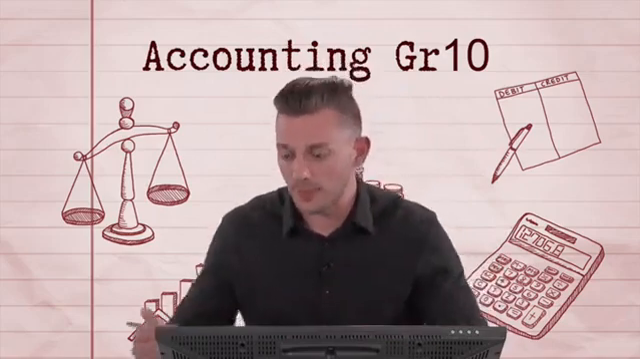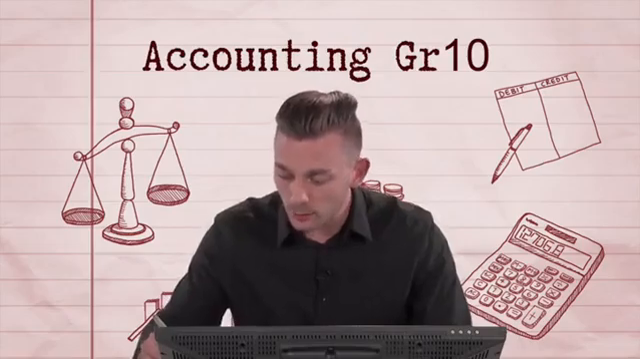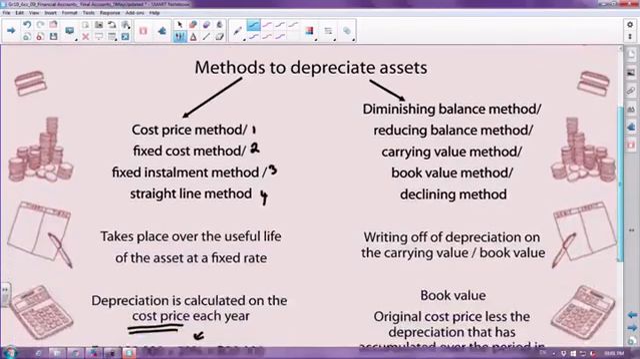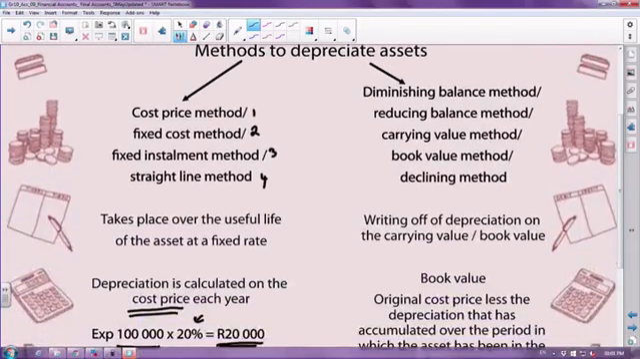Now, the other method, the more difficult one that we'll deal with, and we're going to do a few exercises on it today, is the diminishing balance method. Another name for it is the reducing balance method. So again, we have 1, 2. Carrying value method, that's 3. The book value method, it's 4. The declining method, that's 5. So we have 5 different names to describe this method.